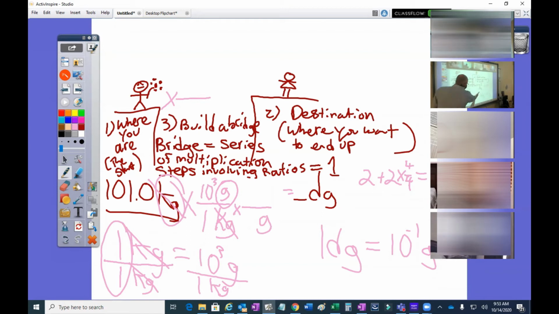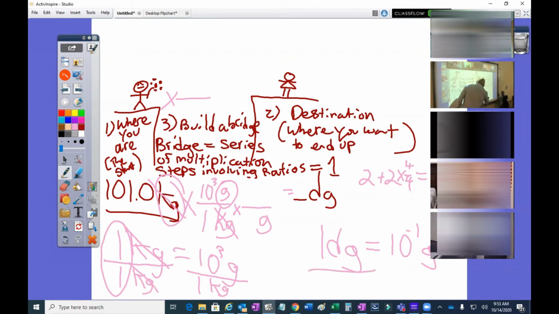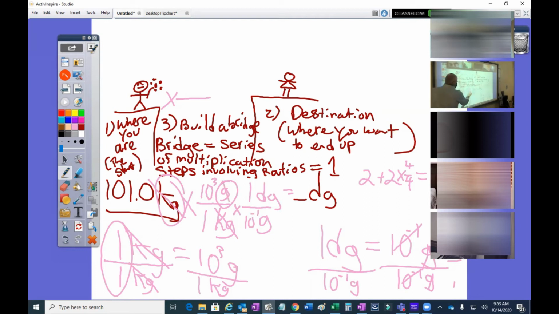I need a conversion factor equal to 1 that has grams on the bottom. Well, there's a gram. So if I divide both sides by 10 to the minus 1 grams, 10 to the minus 1 crosses out, grams crosses out, I get a ratio equal to 1. If I write 1 decigram over 10 to the minus 1 gram here, grams will cancel. Decigrams is on top where I want it. I just have to do the math now.